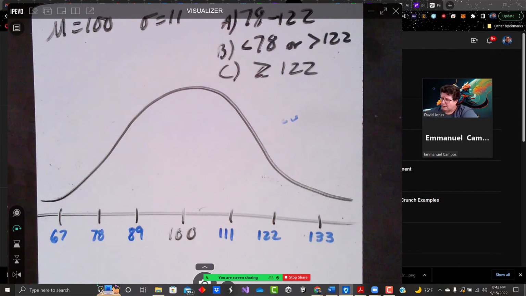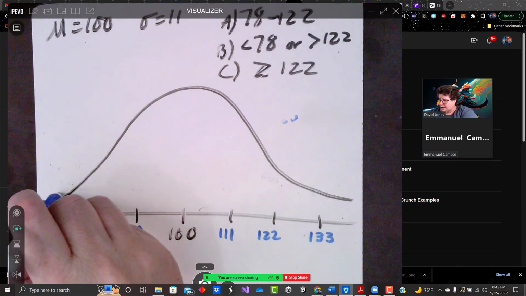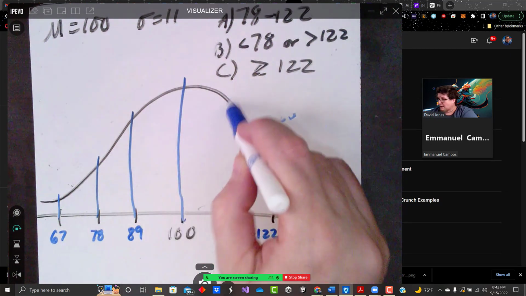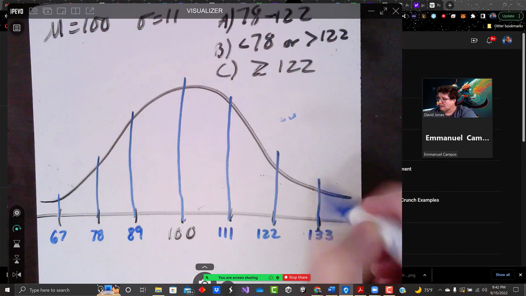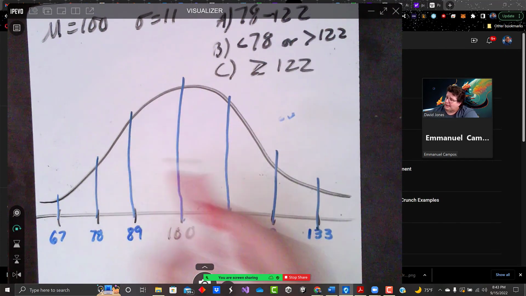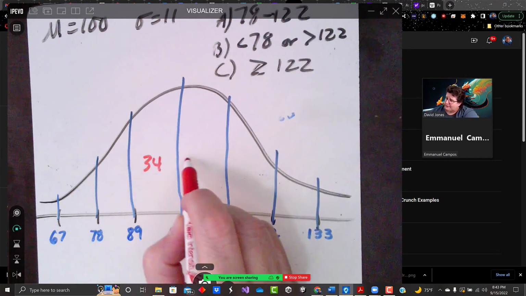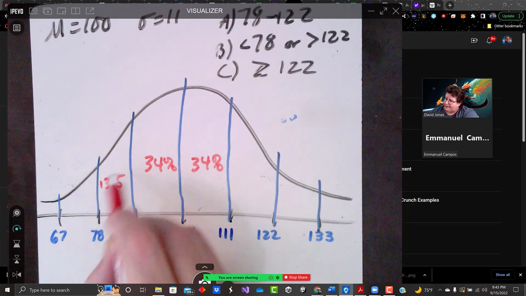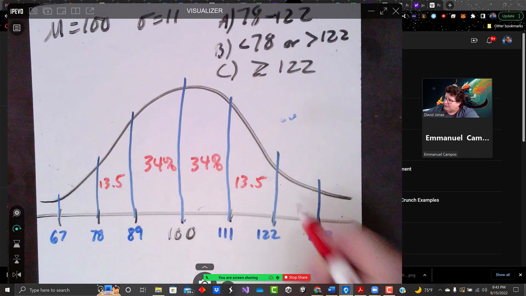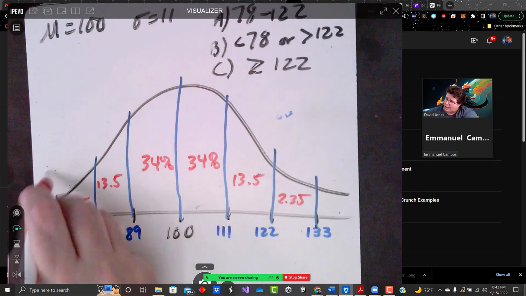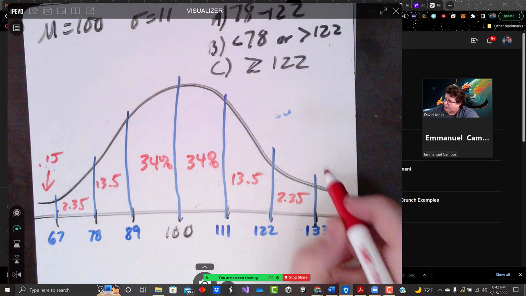Then you're going to make little divider signs here. Assuming you've been taking notes, you will find in your notes that anything in this area or this area is 34%. We got 13.5% here and here, 2.35% here and here, and 0.15% there, and 0.15% there.